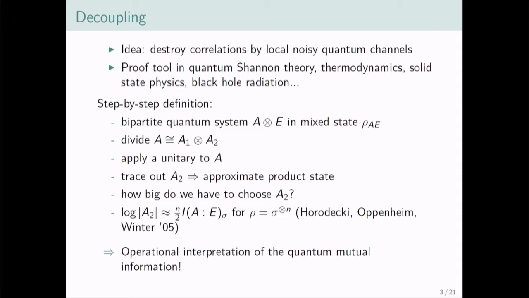So this gives us an operational interpretation of the quantum mutual information, and this is very nice because although the quantum mutual information is easily generalized by just generalizing the classical formula, it's not clear a priori whether the interpretation generalizes as well.